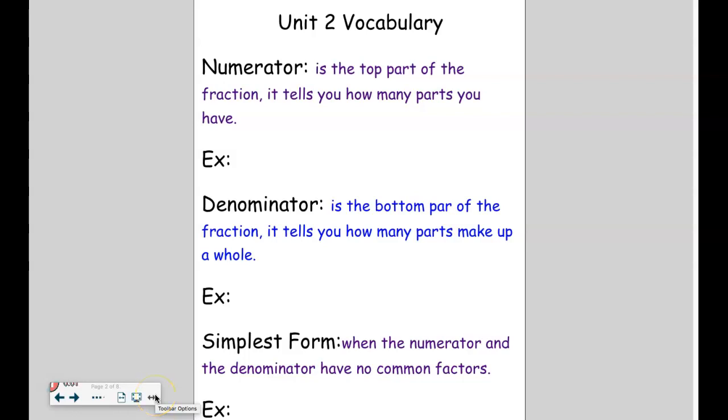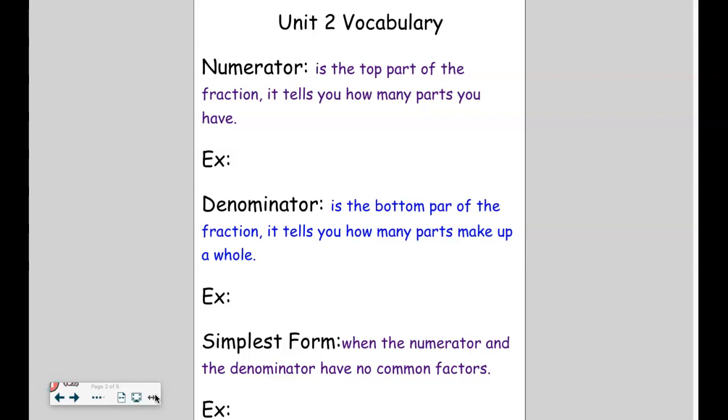Good morning, sixth graders. Today we are starting with multiplying fractions. So I'm going to have you do a few vocabulary words to review parts of fractions. The first vocabulary word that we're going to look at is numerator. Numerator is the top part of a fraction. It tells you how many parts you have.